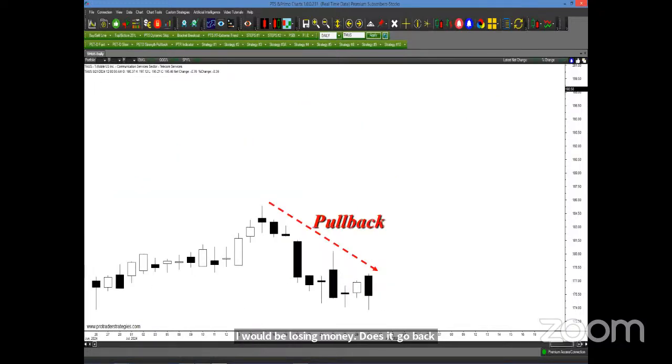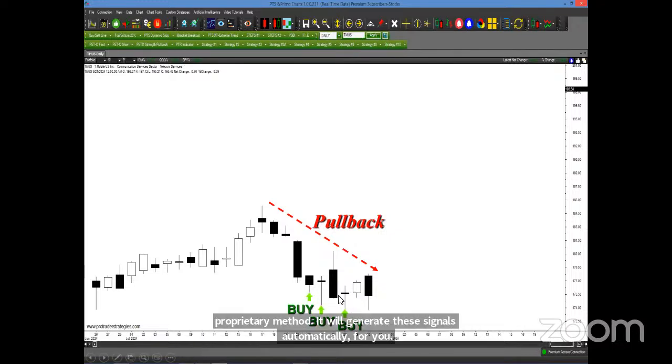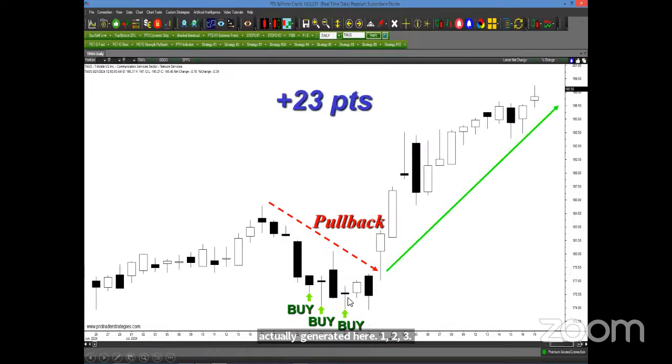All right, we're looking at TMUS here, T-Mobile. Obviously, this was phase 1. The pullback is phase 2. So what we want to do is buy somewhere within this pullback, but we don't know exactly where. That's the beauty of strategy number 9. According to its proprietary method, it will generate these signals automatically for you. Click it on, and we see that there were 3 signals actually generated here. 1, 2, 3. Nothing has happened yet until the beginning of this month, August. It went up, and you could have potentially captured 23 points coming into this past week.